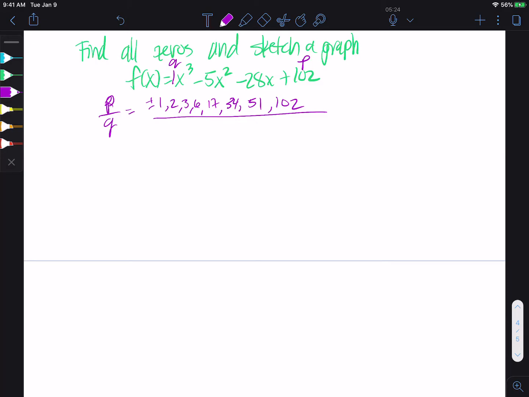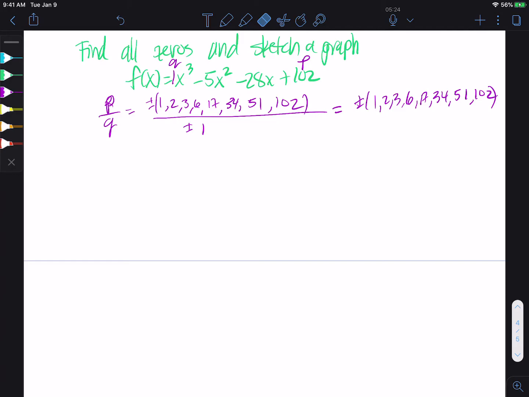So then we have over the q, which is plus or minus 1, right? So if I take all of the top ones and divide by the bottom one, it's really just plus or minus 1, 2, 3, 6, 17, 34, 51, 102. Remembering that the plus or minus goes to each one of them, so we're just shortening it instead of doing plus or minus 1, plus or minus 2, plus or minus 3, plus or minus 6, plus or minus 17, right? Because that gets annoying, so we can do that.